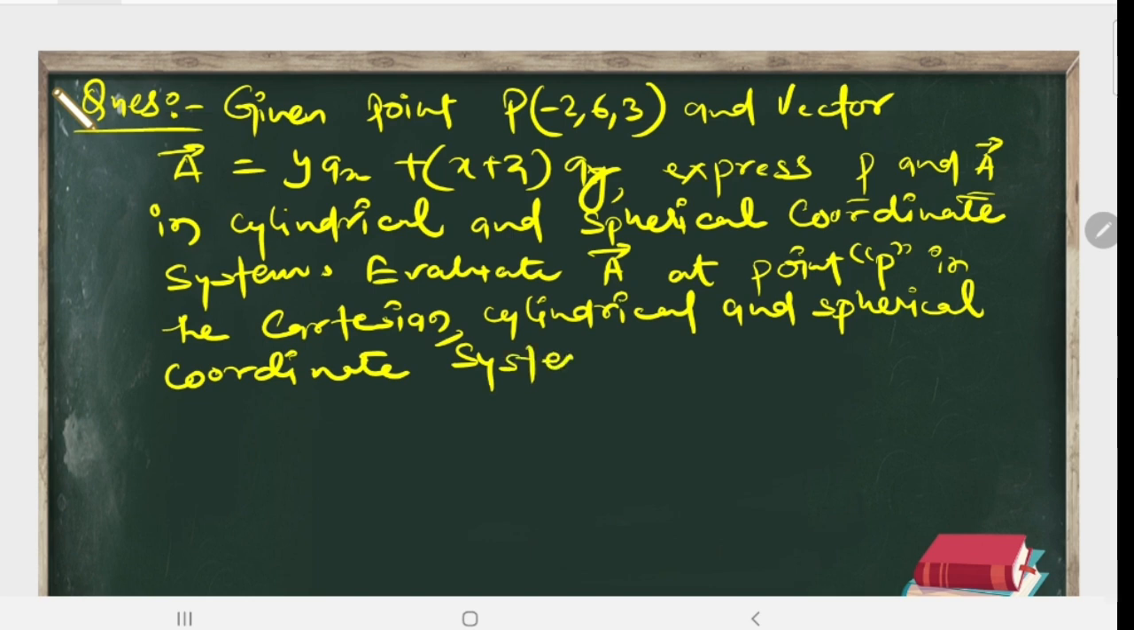The question is very simple. We have a point P and a vector A, and we are trying to express this point and vector A in the cylindrical coordinate system as well as in the spherical coordinate system. After expressing, you have to evaluate the value of vector A at point P in the Cartesian system, cylindrical system and spherical system.